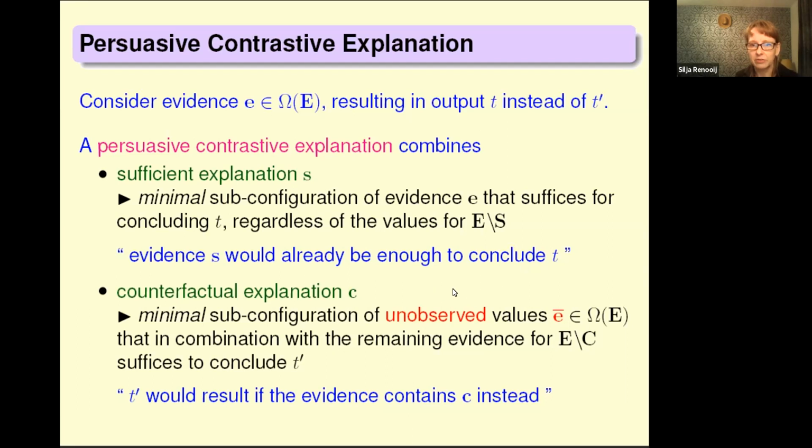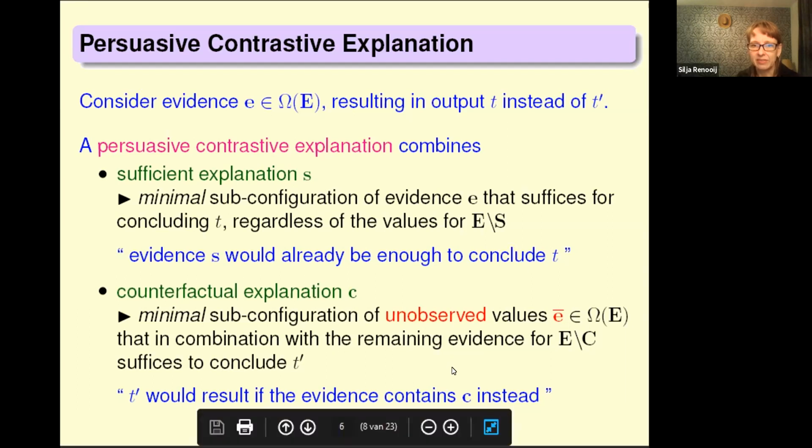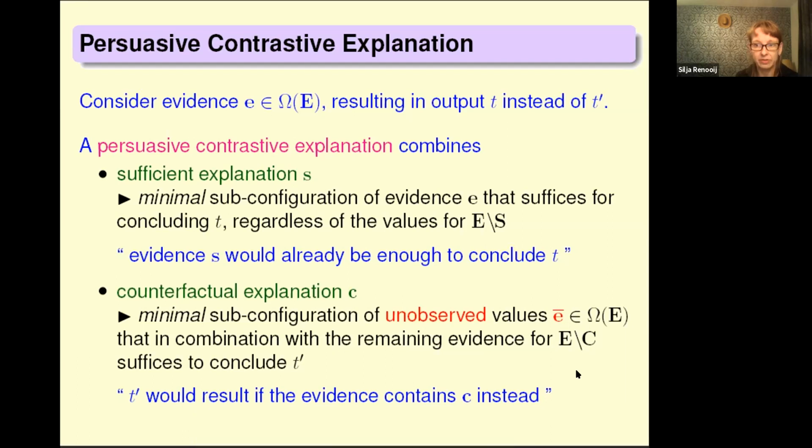The other part, the counterfactual explanation, is a minimal subconfiguration of the unobserved values for the observed variables. So it's the other values for these variables, other than what we have actually observed, in combination with the values for the observed variables that we have observed. So if I change a subset of those observed variables to a different value, that would give me the targeted output t prime.